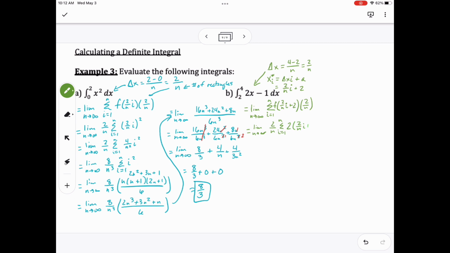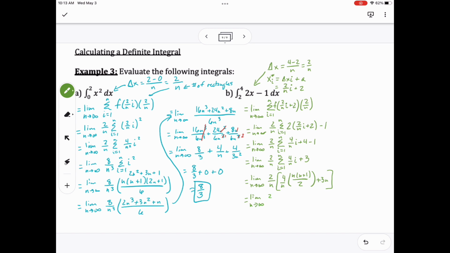2 over n is still my width, and I can still move that out front. I will have to plug in 2 over n i plus 2 into my function of 2x minus 1, and then simplify. Here I won't be able to move everything out like I did previously because I'll have two terms that have separate values attached to them. And so I'll have to leave it as 4 over n times i plus 3. And then I can, from there, plug in my summation notation formulas. So 4 over n is my constant times i's formula, plus 3 times n, which is a constant's formula. And then I'll do the same thing.